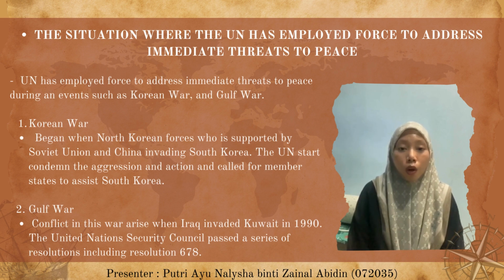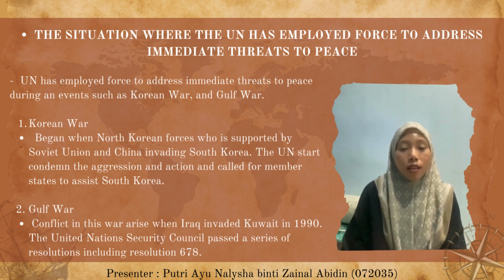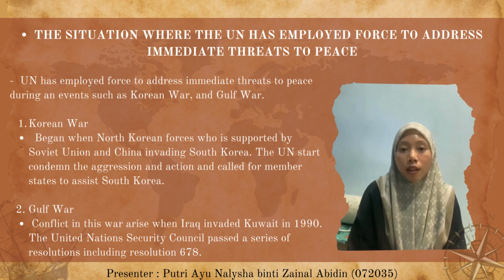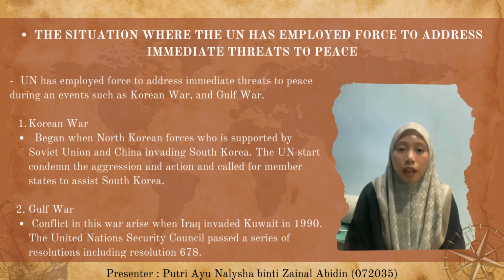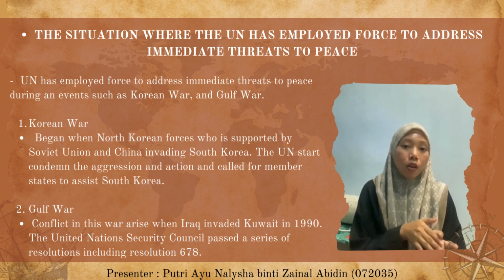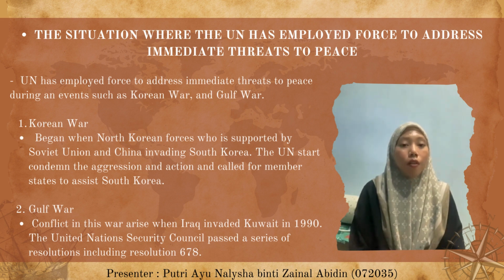So the Korean War happened from 1950 until 1953. It began when North Korean forces, supported by the Soviet Union and China, invaded South Korea. The UN started to condemn the aggression and called for member states to assist South Korea. A UN force, predominantly led by the United States, was deployed to repel the North Korean invasion. The intervention aimed to restore peace and stability to the Korean Peninsula. This conflict showcased the UN's collective response to a threat to international peace and security, emphasizing the importance of multilateral efforts in addressing regional conflicts.